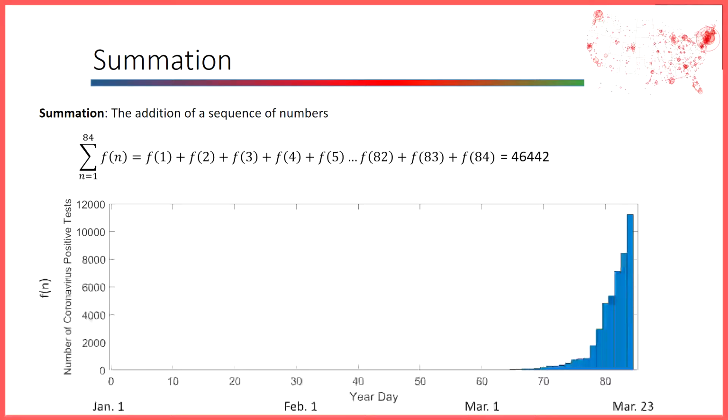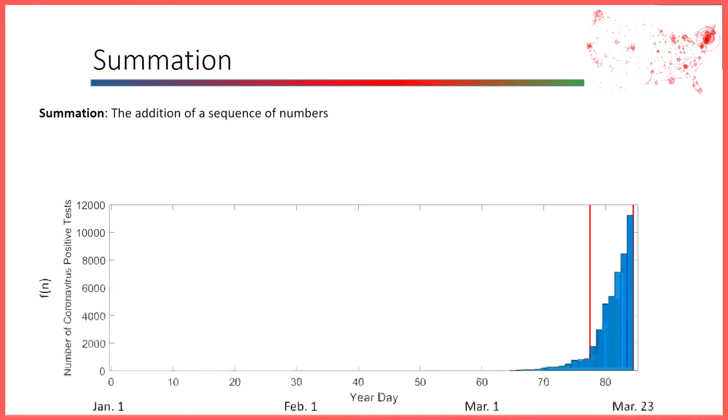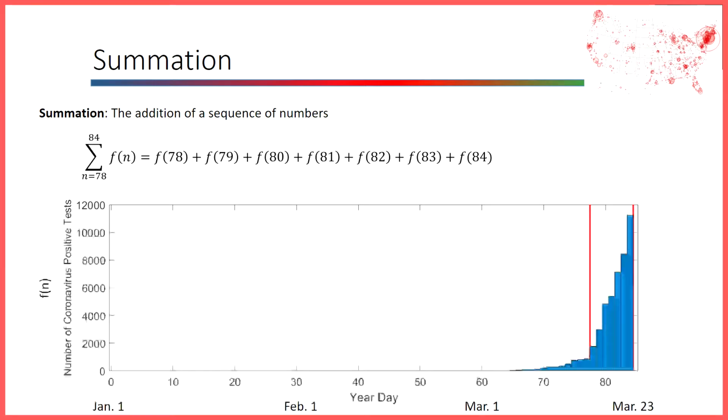For instance, what if we actually wanted to know the total number of cases during the week leading up to March 23rd? In that case, we'll need to calculate the sum of f of n from n equals 78 to n equals 84. This is, of course, equal to f of 78 plus f of 79 plus f of 80 plus f of 81 plus f of 82 plus f of 83 plus f of 84, which is equal to 41,781 positive tests.